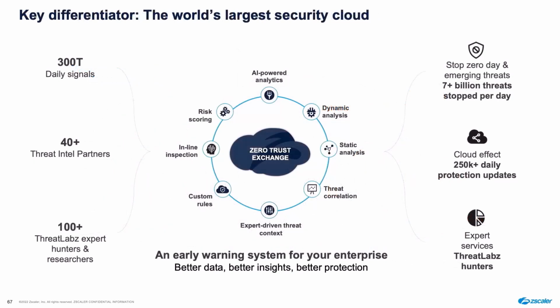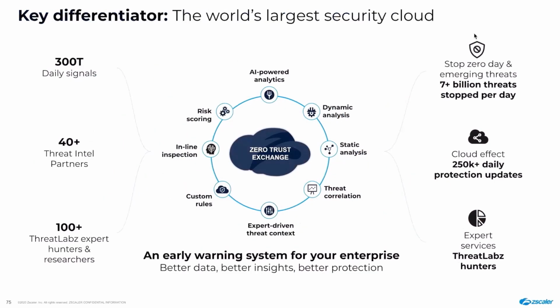To close this, I want to show a high level overview on how this all comes together. So the advanced threat protection capabilities allow us to create what we call an early warning system for your enterprise, where we take all these trillions of signals to train the AI ML models, and we provide more than 250,000 daily protection updates. 7 billion threats are stopped per day, and all of this happens because of all these capabilities working together, providing layered defense.